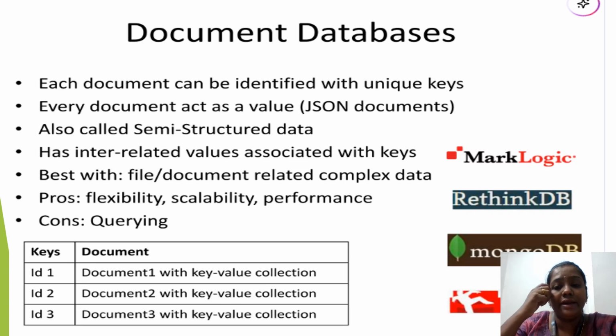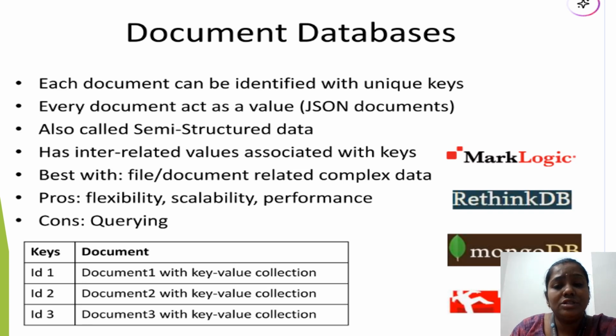Next one is document database. When we go for document database, each document can be identified with unique key values, and those unique key values will act as JSON documents. JSON documents are an important element in your NoSQL database, used for storing and identifying particular data in your database. It is also semi-structured data that stores a particular value, and it has interrelated values associated with the keys also.